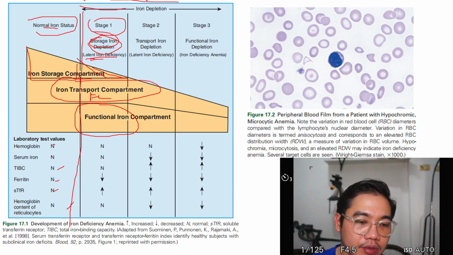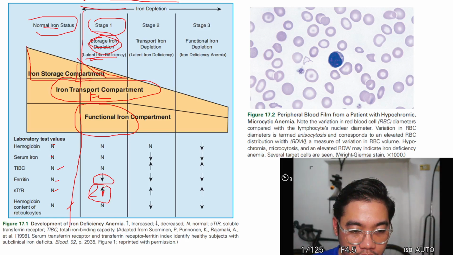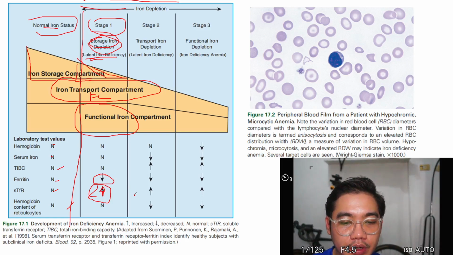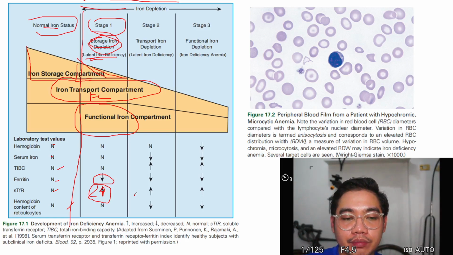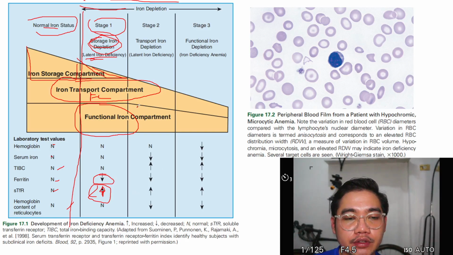So what will happen is everything is normal except your ferritin, which decreases, and your serum soluble transferrin receptor, which will increase. So why will it increase? Because it will compensate, because it needs more transferrin that has iron. But because the transferrin is slowly decreasing, the body is trying to compensate, making more receptors, trying to cast a bigger net. But for now, in stage 1, it can still get iron because there is storage. Eventually, down the road, everything will be depleted.